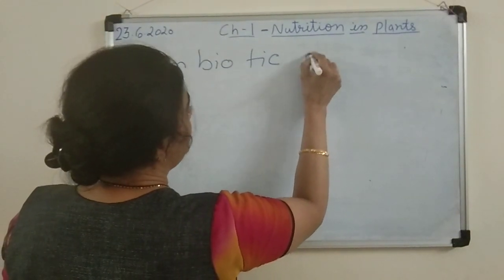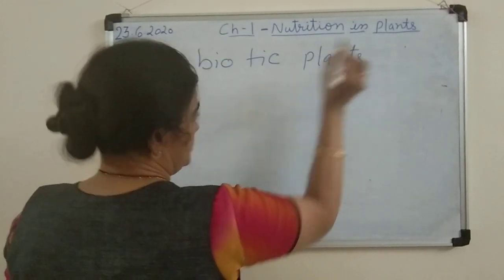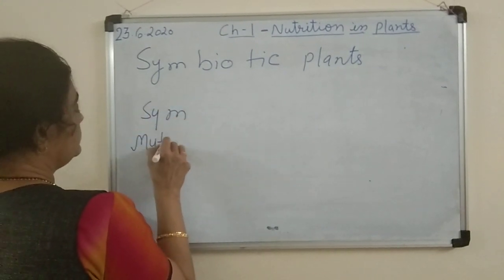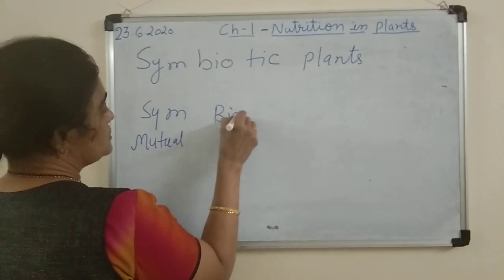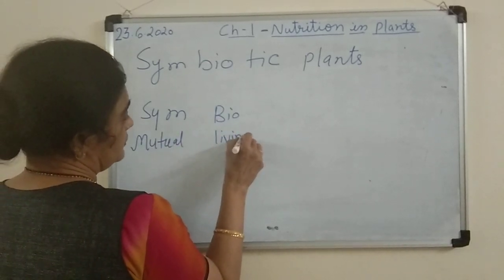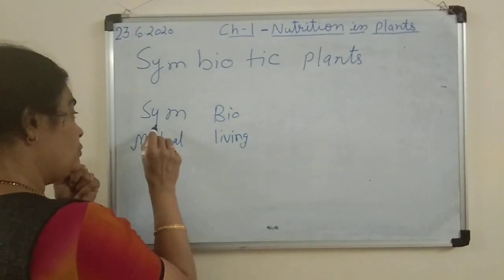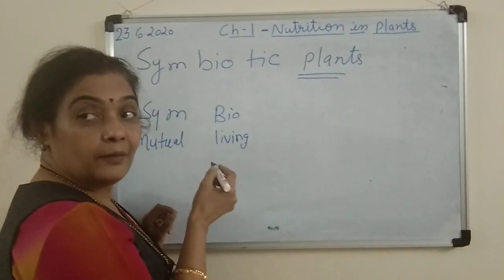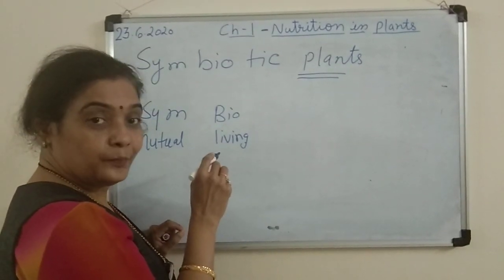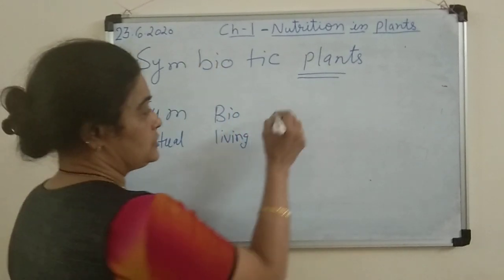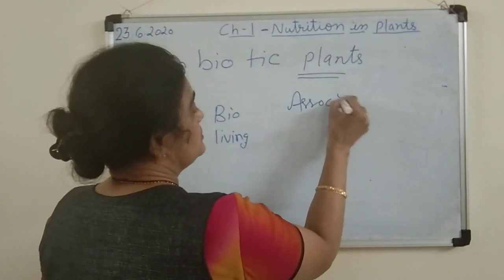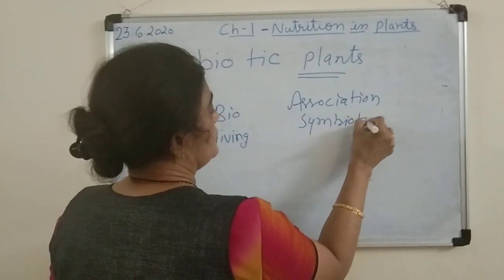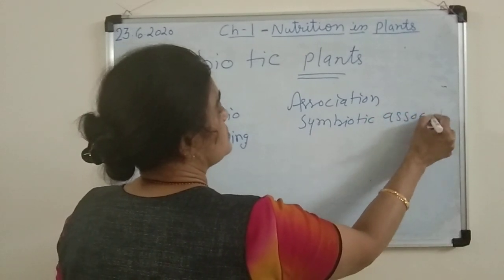Symbiotic plants or nutrition. Sym means mutual. Bio means living. Okay. Two plants live together and they mutually benefit each other. That association is known as symbiotic association.